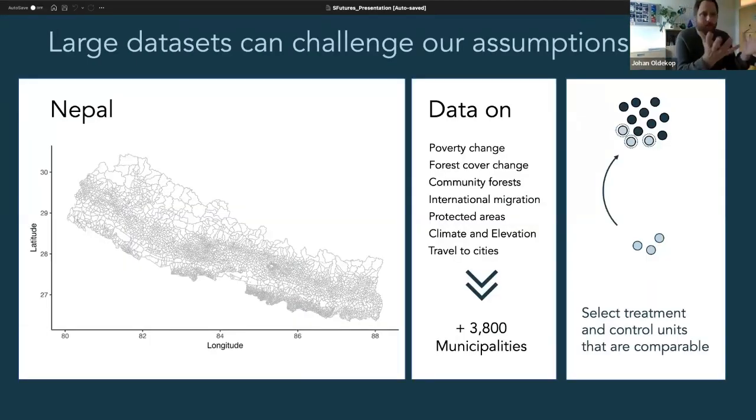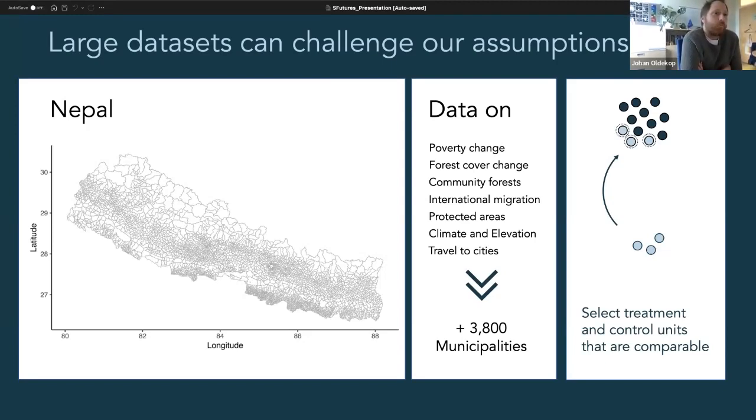So this is a little bit of what the data looks like. We're able to compile information on poverty, forest cover change, community forests, international migration, protected areas, at the level of individual municipalities, which I've mapped here.